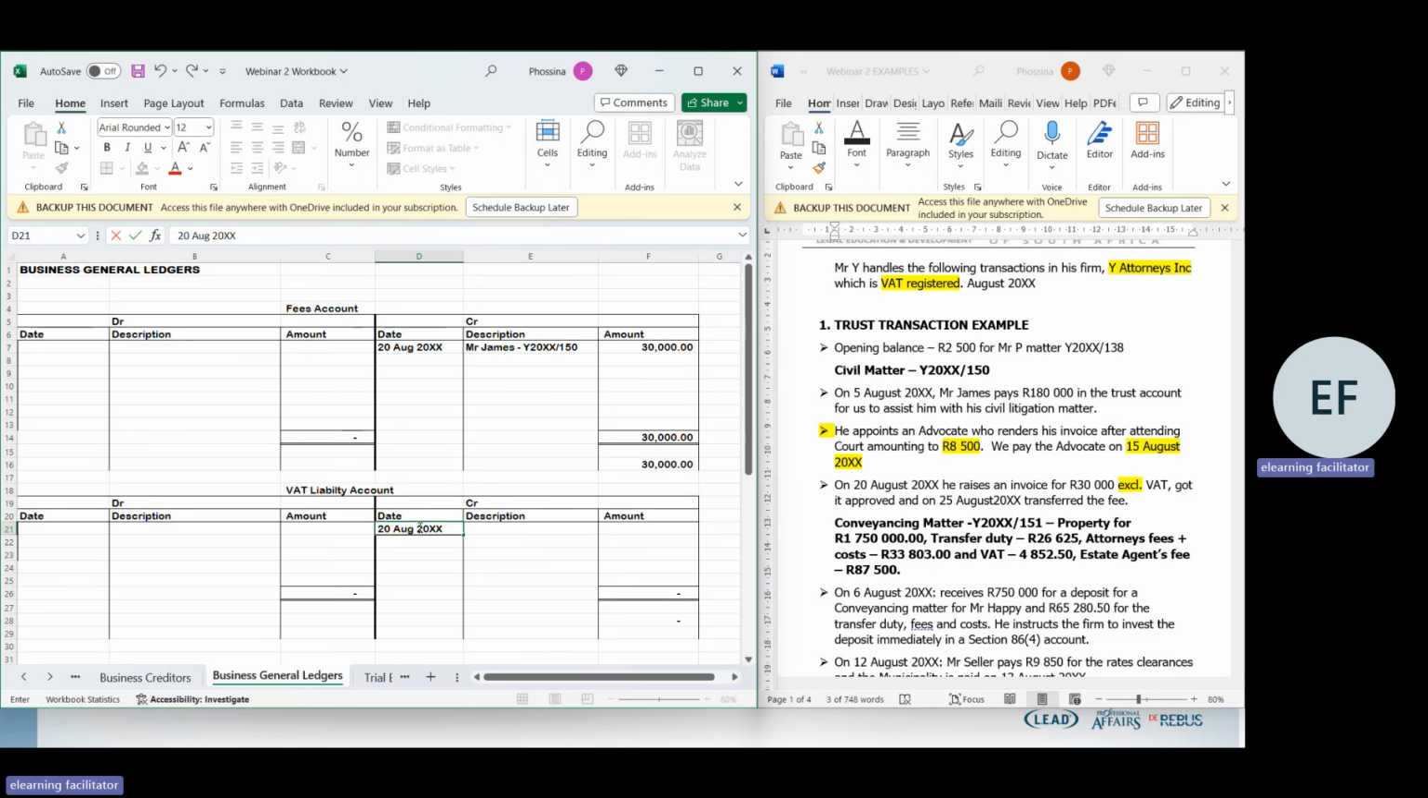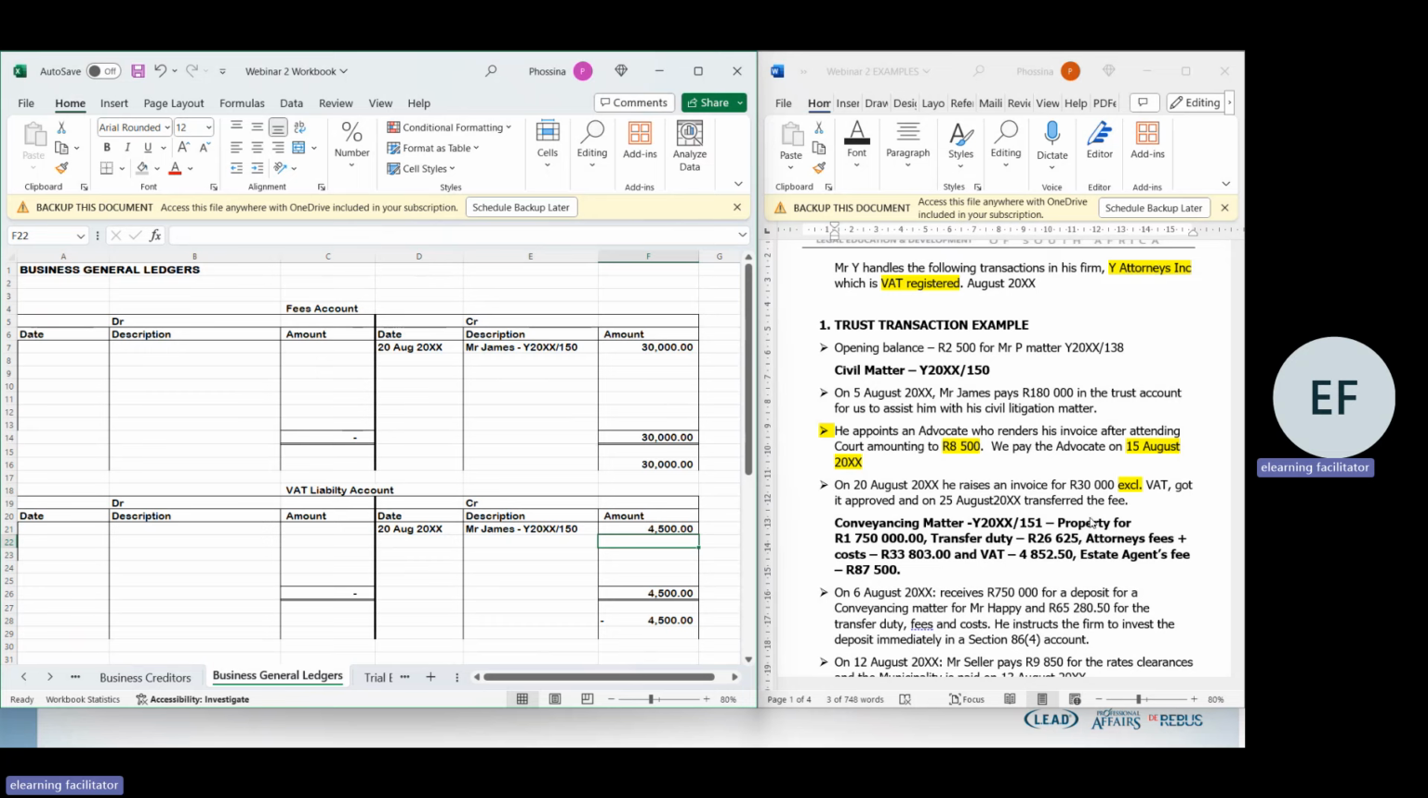Remember, we said we are registered on a 2 months period. The third month we submit, we pay, we submit, we claim. Okay, so it is the same concept. So in this case, the VAT is coming from the matter of Mr. James. And how much is it? 4,500. Okay. All right. So we've recorded our first transaction, which is the business side of transactions.